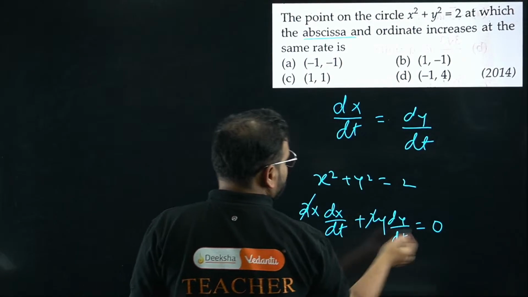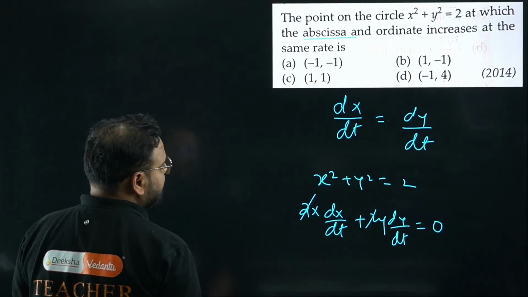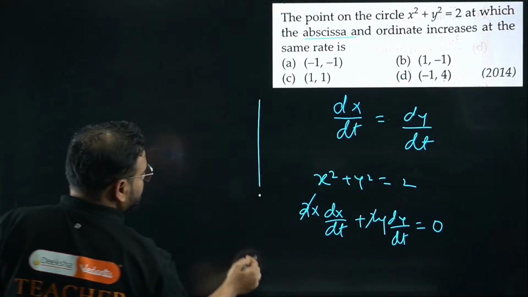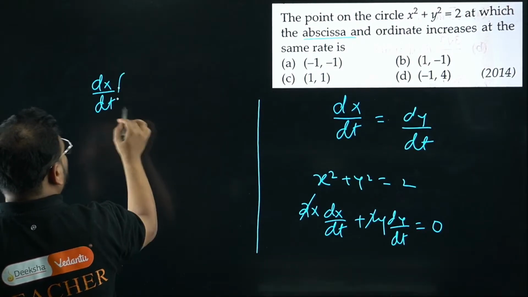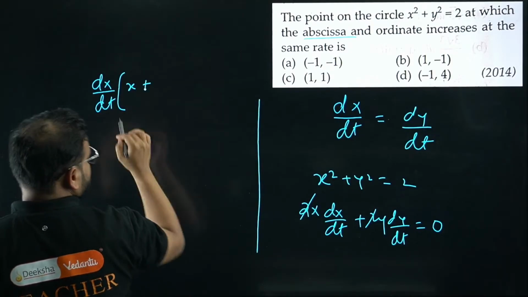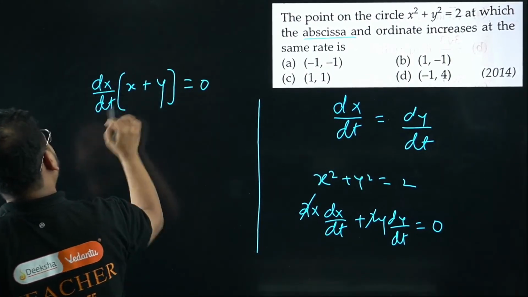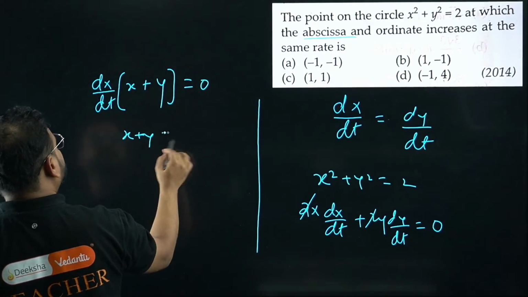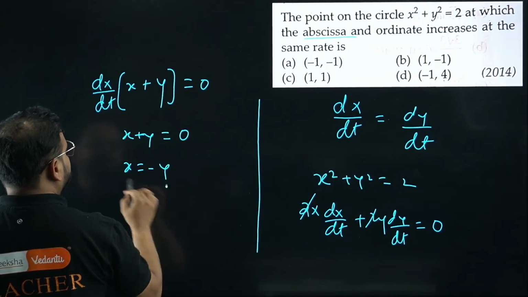Remove this 2 and 2. The other side will become 0 by 2, so we have 0 on that side. They're saying the rates are equal, right? So I can take dx by dt common. I'll have x plus y over here. dx by dt cannot be 0, which means this part has to be 0. So I get x equals minus y, basically.